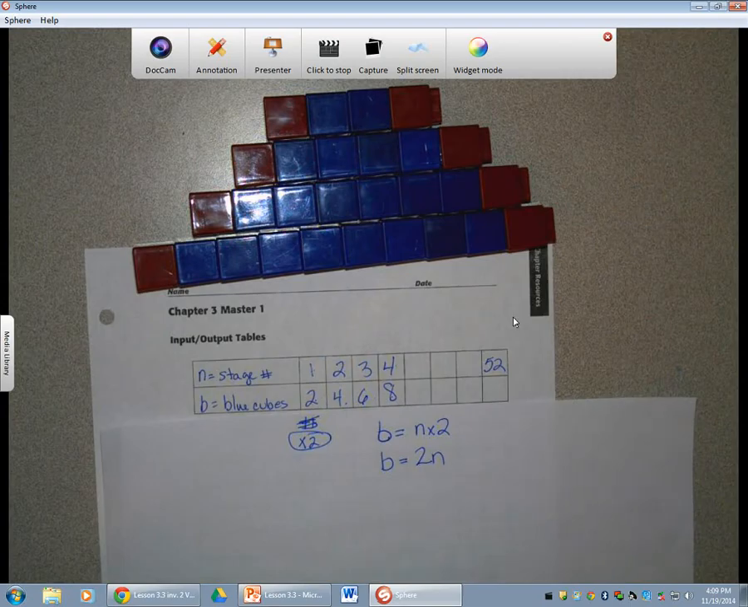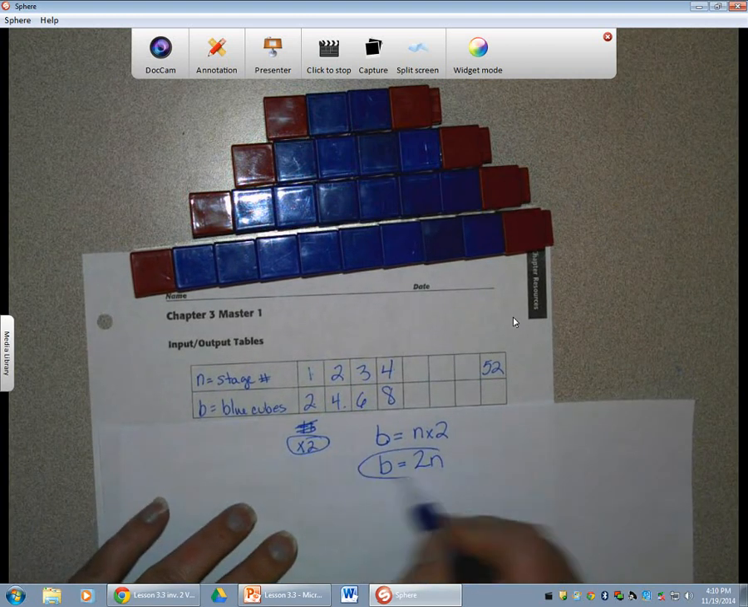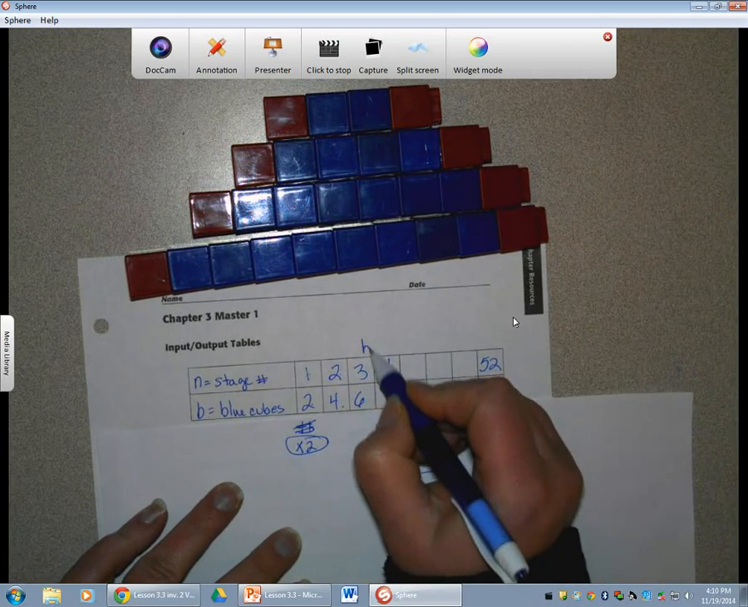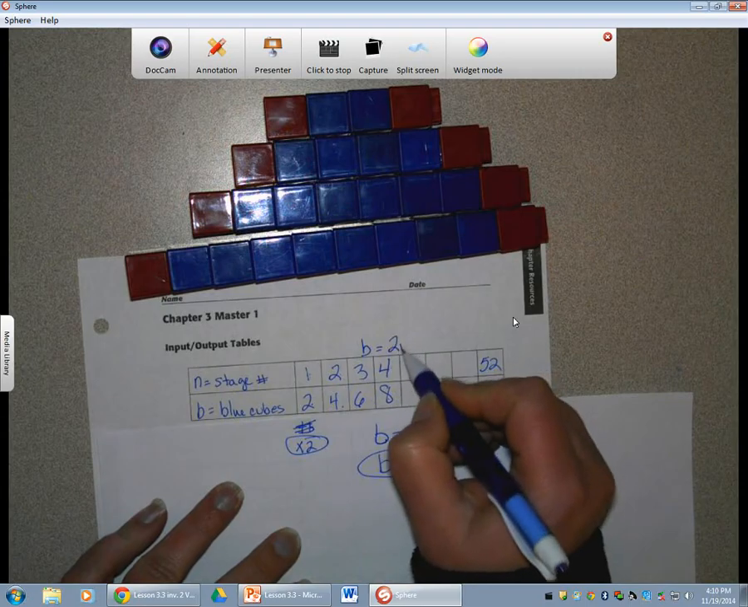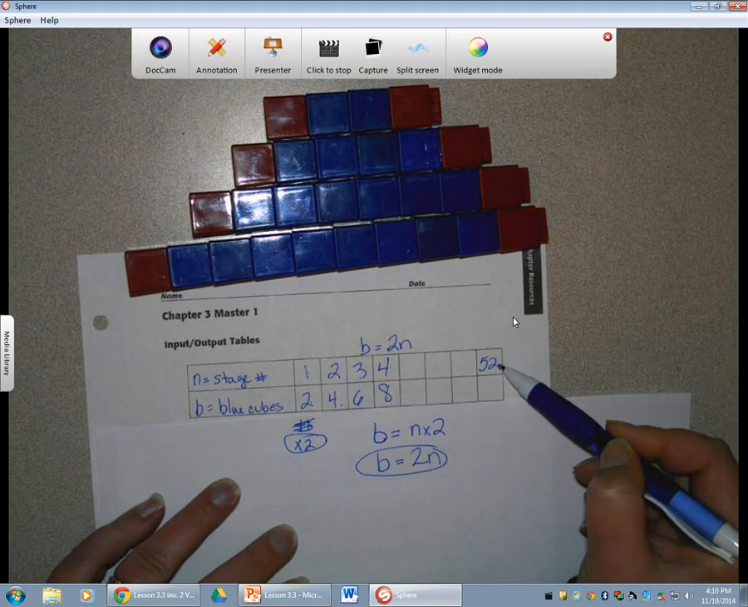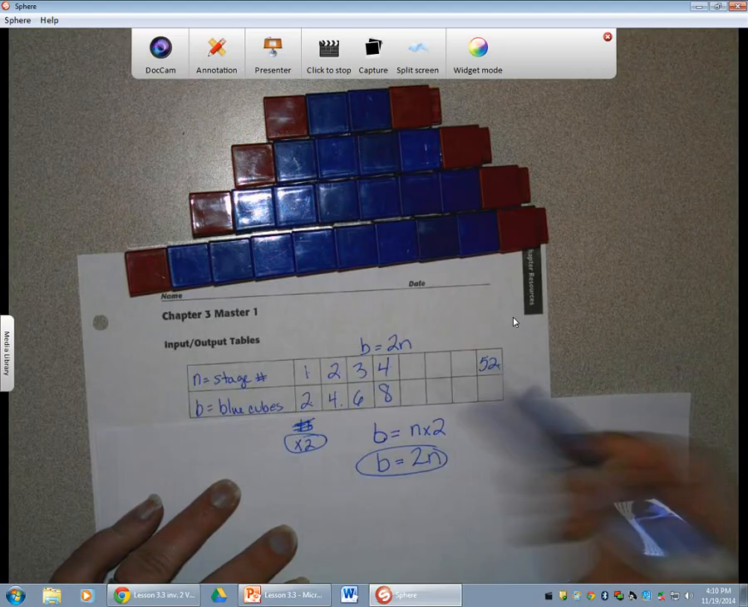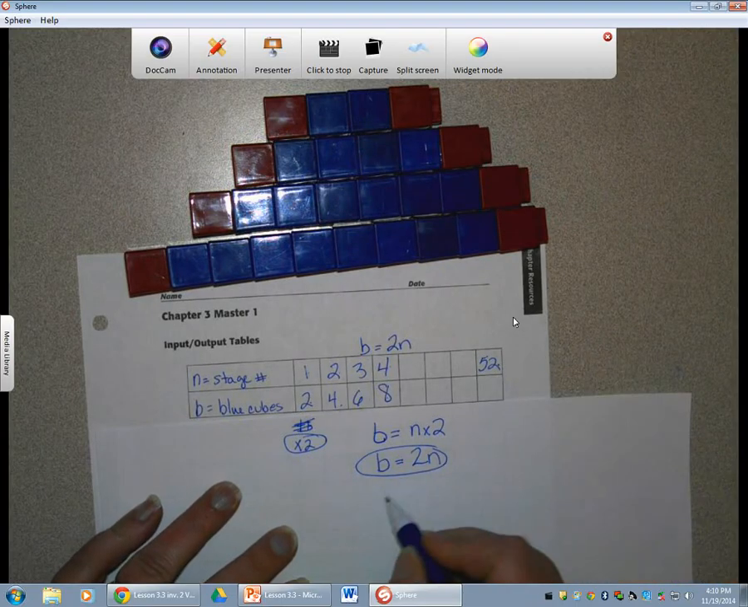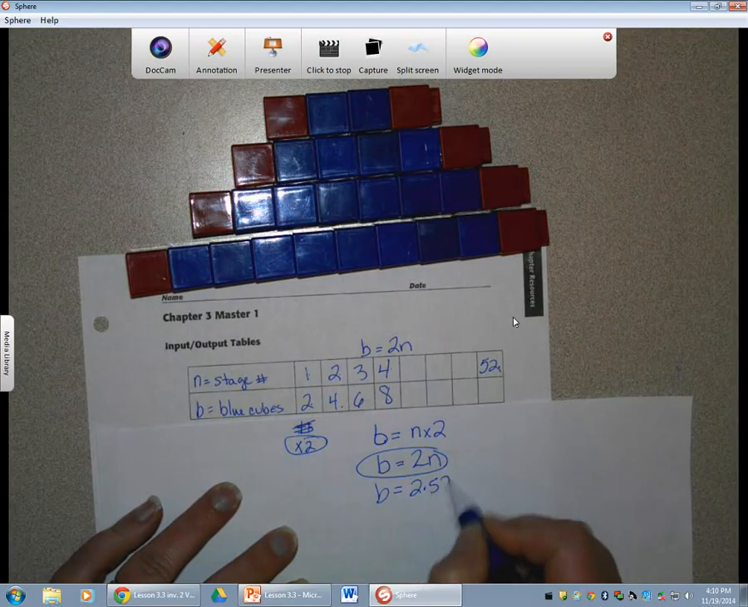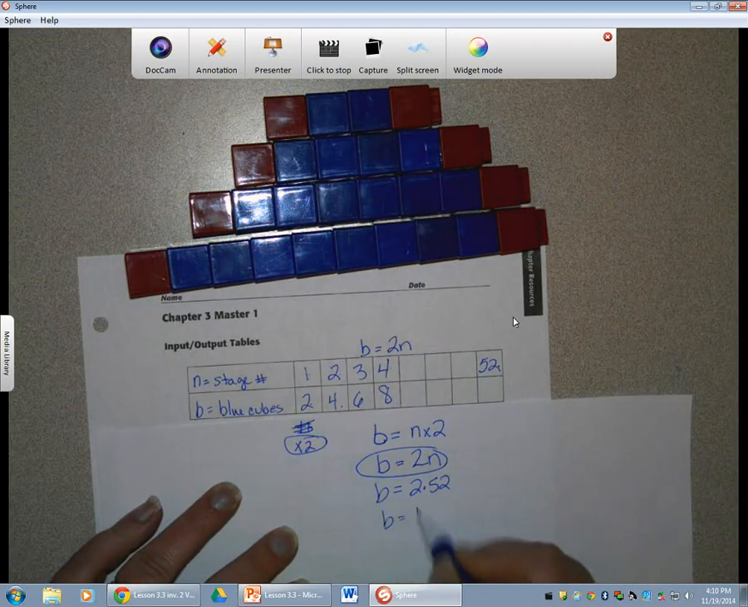When we write expressions and equations in algebra, whenever you have a number next to a letter, the number almost always goes first. So the rule for getting from the stage number to the number of blue cubes is simply 2 times the stage number. So that means if I wanted to find the number of blue cubes in stage 52, all I have to do is double it. So I would write blue is equal to 2 times 52, so blue is equal to 104.